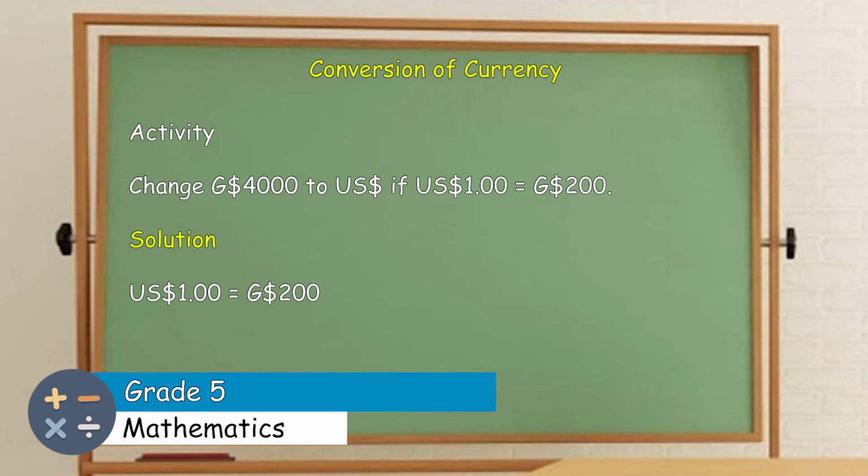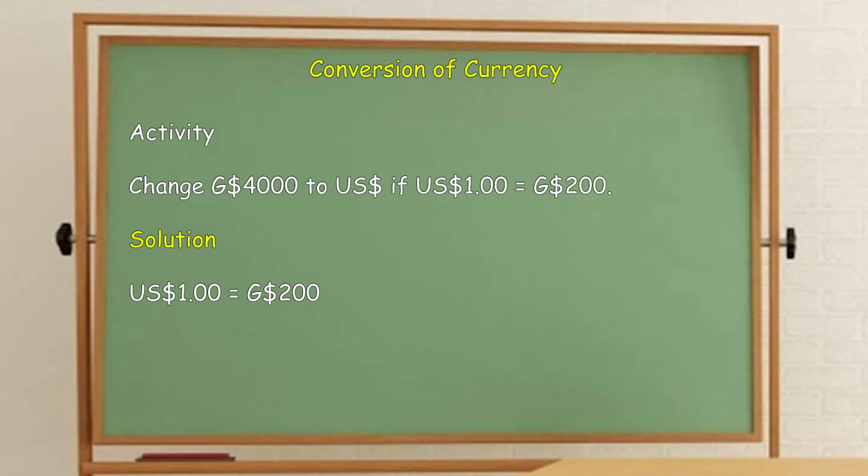Let's work together now. Solution. What do we know? That 1 US dollar equals 200 Guyana dollars. What else do we know? We want to convert 4,000 Guyana dollars to US dollars.